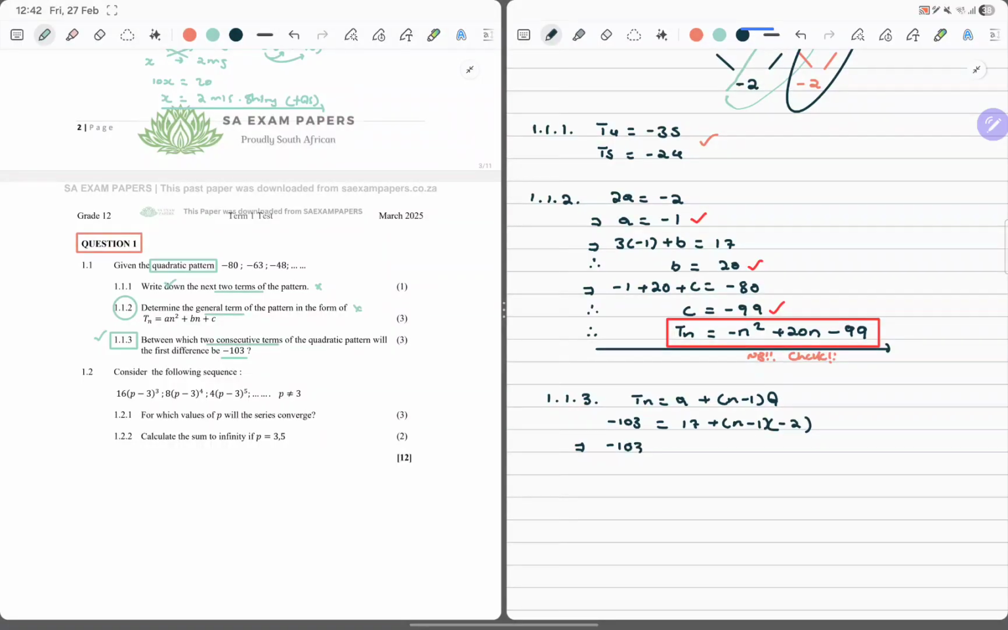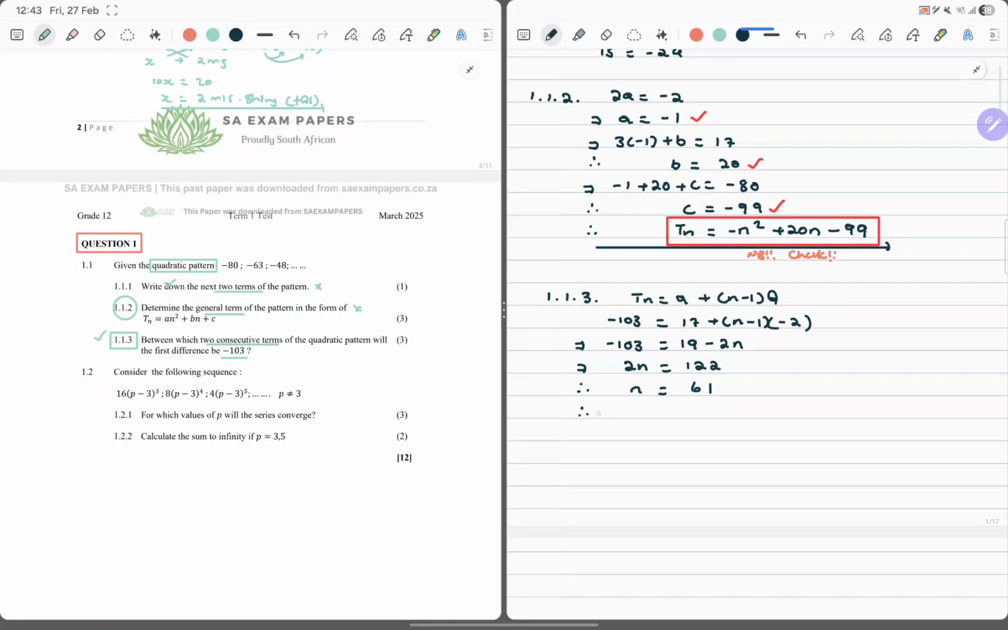So we can say minus 103 equals, so when we multiply, here's going to be plus 2, so this is going to be 19 minus 2n, and then this implies we move this 2n to this side. It's going to be equal to 19 plus 103, gives us 122, right? So therefore n is going to be 61. Right, so this means in the first differences, minus 103 is term number 61.